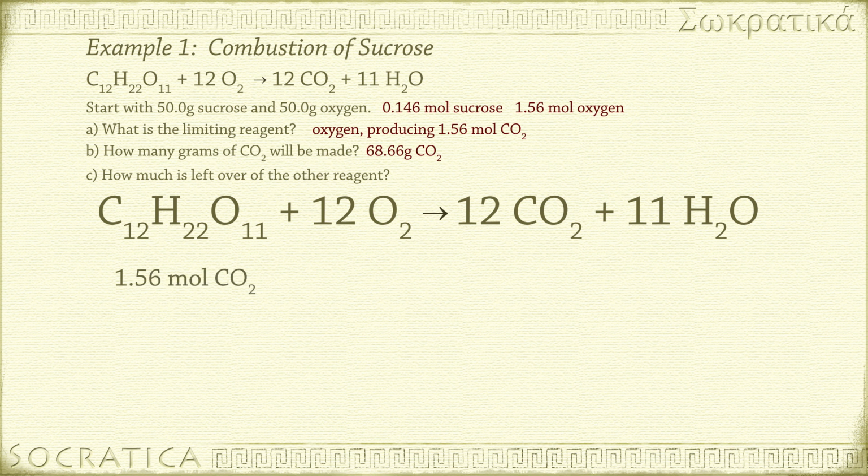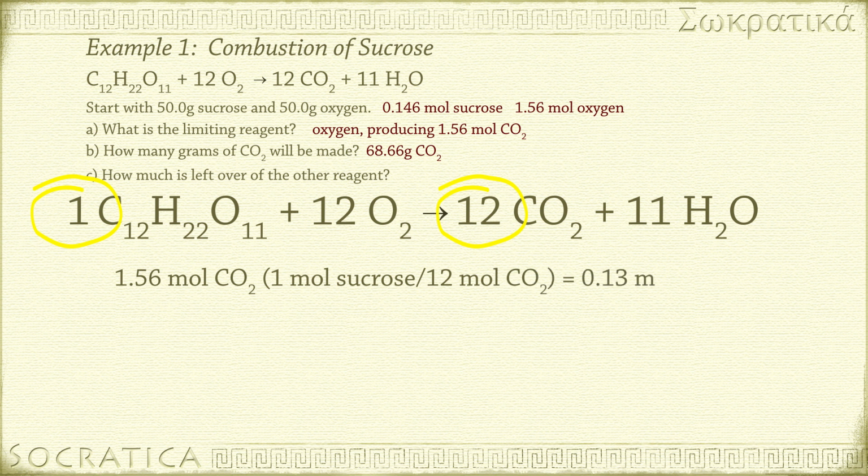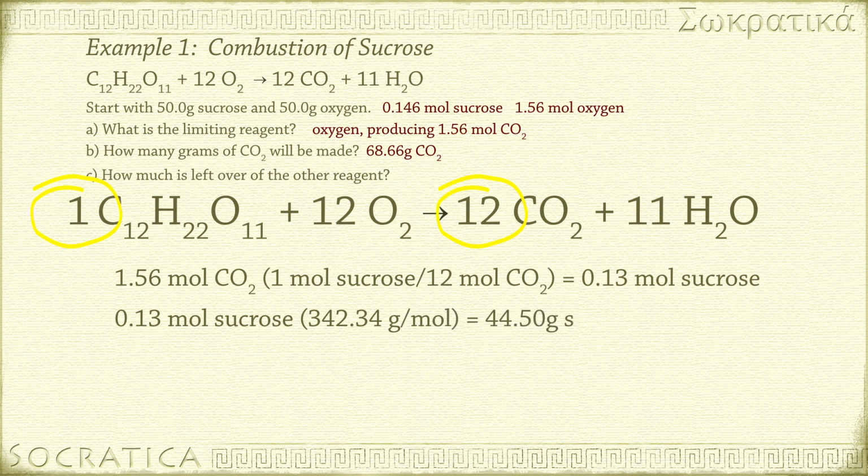1.56 moles of CO2 times 1 mole of sucrose per 12 moles of CO2 equals 0.13 moles of sucrose. 0.13 moles of sucrose times 342.34 grams of sucrose per 1 mole of sucrose equals 44.50 grams of sucrose. Careful, that's not the answer. That's how much we used, and the question was how much is left.